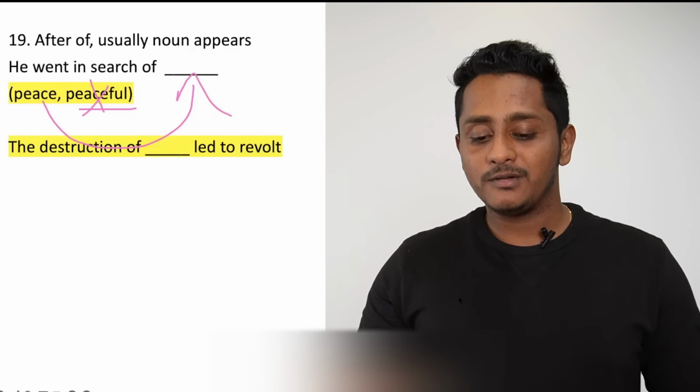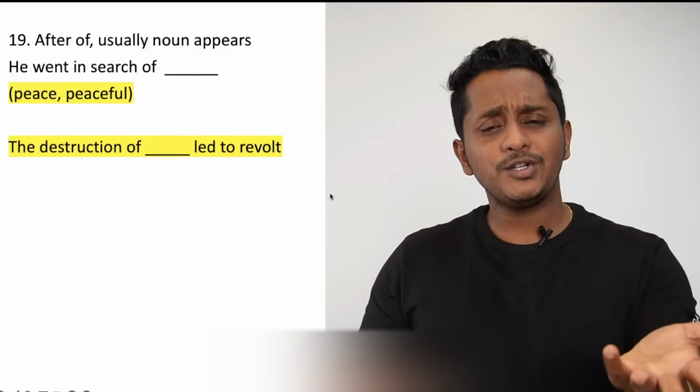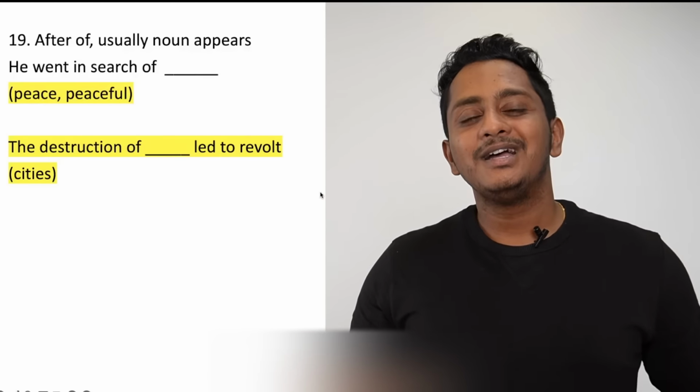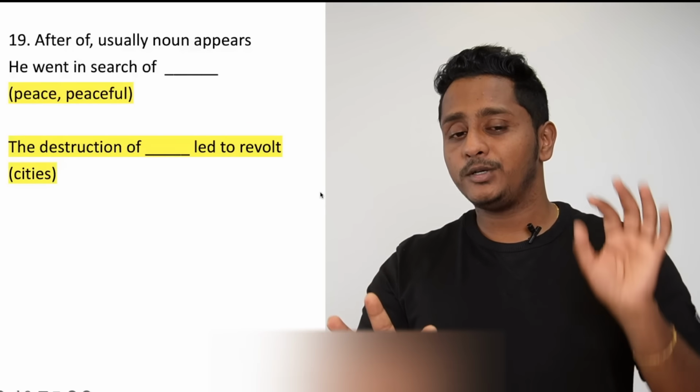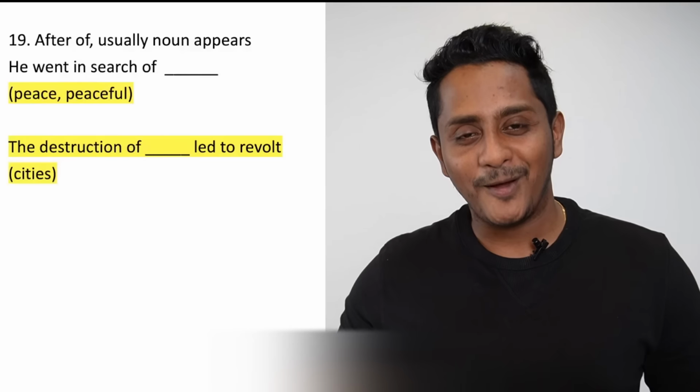The destruction of cities. Destruction of government. Destruction of country. After "of", some noun has to come. Guys, hope you are getting it. Not all the time, but the majority of the times, after "of", the dash will be a noun.